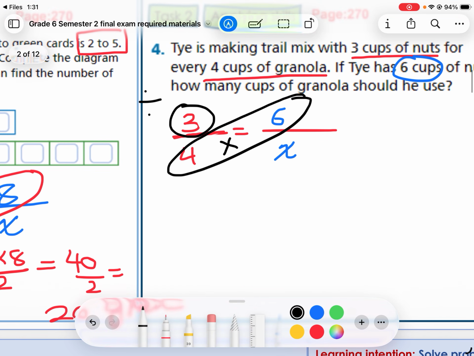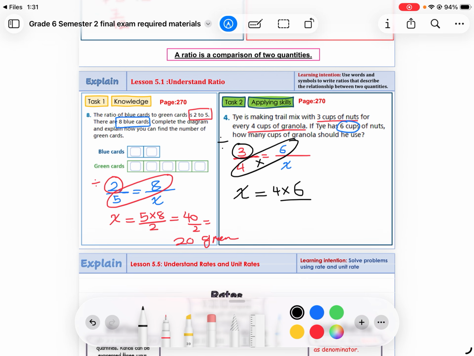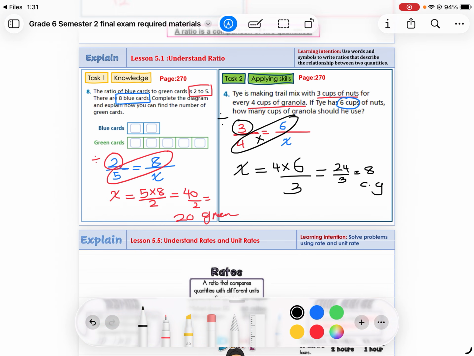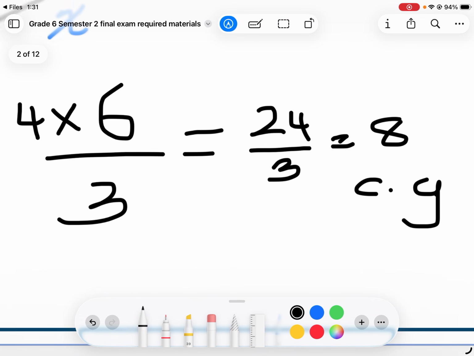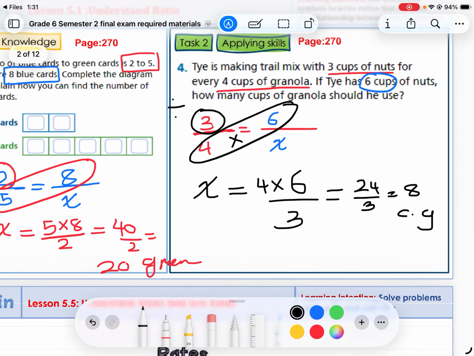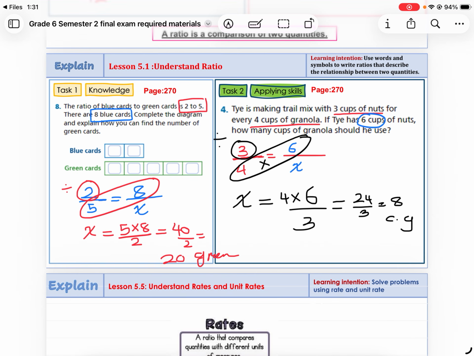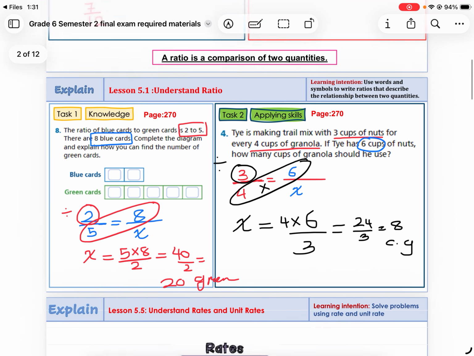Okay, so X will be equal to 4 times 6 divided by 3. So 4 times 6, that's equal to 24, divided by 3 equals 8 cups of granola. You guys have to write the full answer. Okay, 8 cups of granola. So this is how you solve word problems related to ratios.